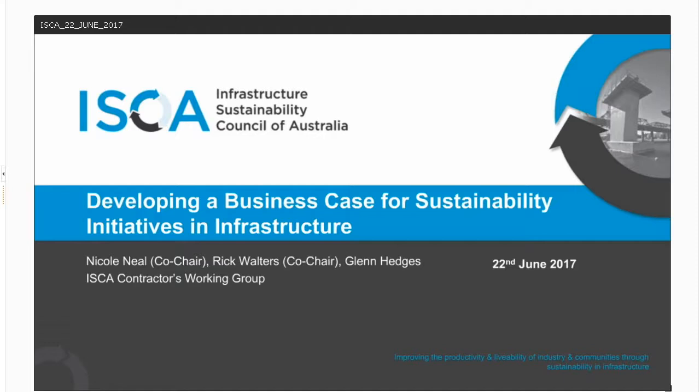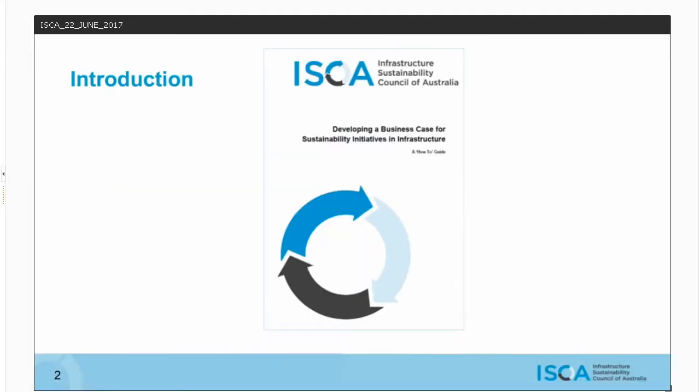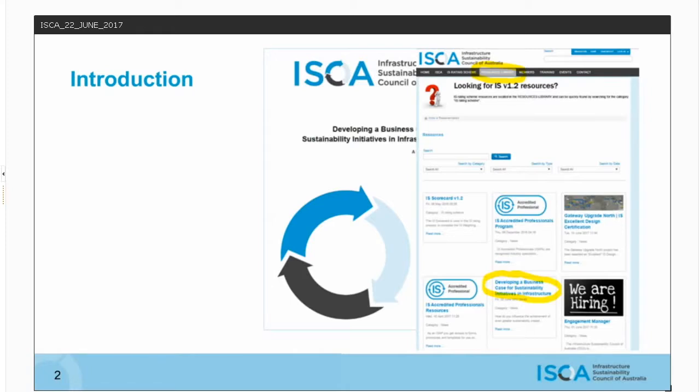The Contractors Working Group identified that one of the key barriers to the uptake of sustainability initiatives within the infrastructure and construction sector was, or is still, the perceived costs and thereby the perceived difficulties in developing business cases to demonstrate the benefits of sustainability initiatives. As such, the Contractors Working Group developed a guide, Developing a Business Case for Sustainability Initiatives in Infrastructure, a how-to guide, and that's available on the resources page of the ISCA's website, to support practitioners in preparing effective business cases. You can find the how-to guide right here. This tab in the resources tab and also on this thumbnail on the website.